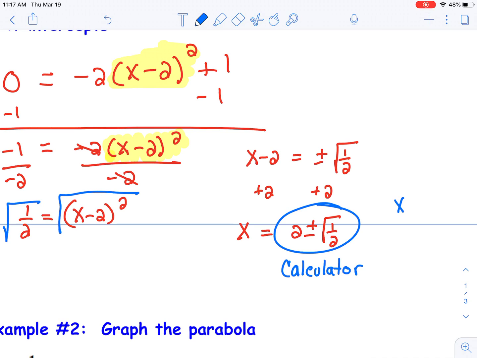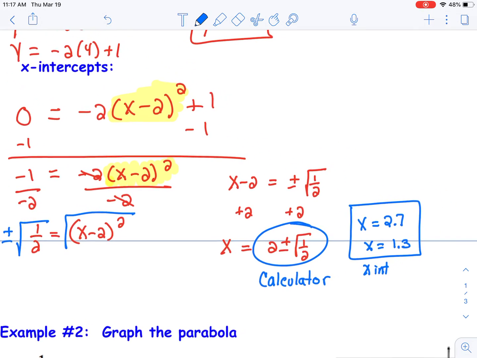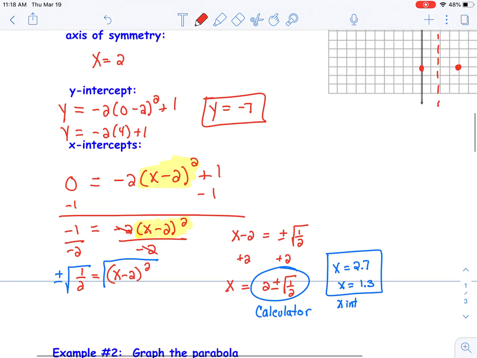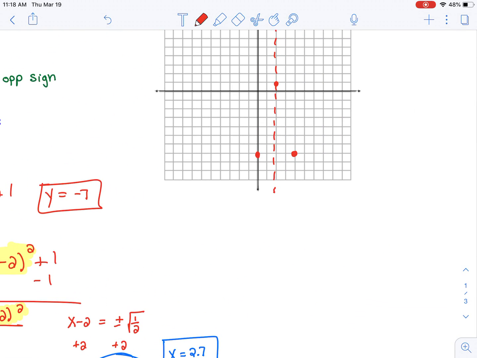I got x is equal to 2.7 and x is equal to 1.3. These are my x-intercepts. I'm going to plot those. X-intercepts at 2.7 and 1.3. And here's my parabola.